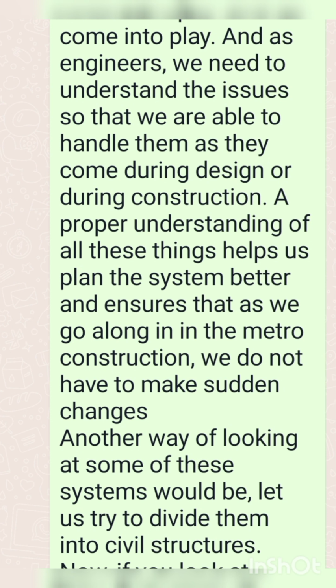We need to understand the issues so that we are able to handle them as they come during design or during construction. A proper understanding of all these things help us plan the system better and ensures that as we go along in the metro construction, we do not have to make sudden changes. Another way of looking at some of these systems would be let us try to divide them into civil structures.